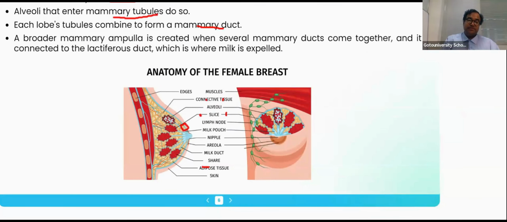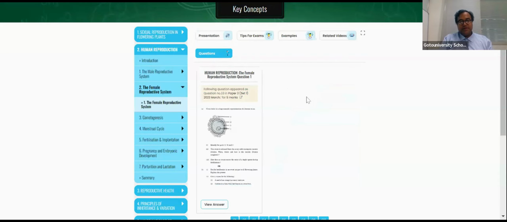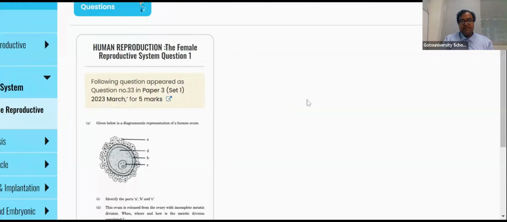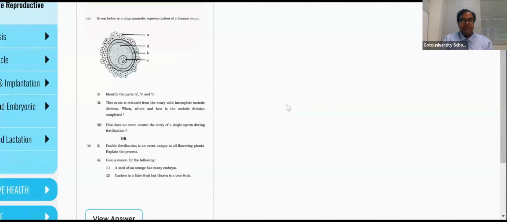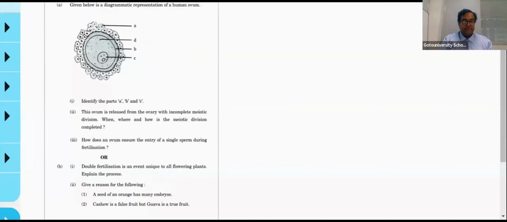I think so. You understood this message. Reproductive system question solving session. As I already told you, we are discussing the previous year's papers. In this picture, the question has asked to give the appropriate labeling. This is a subjective question.